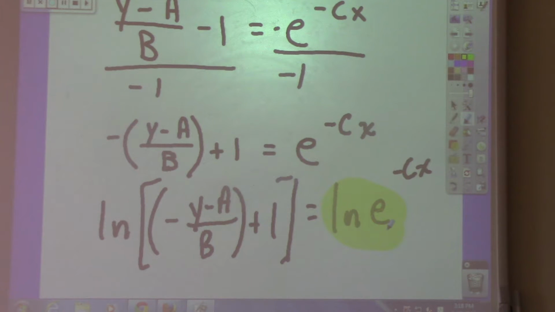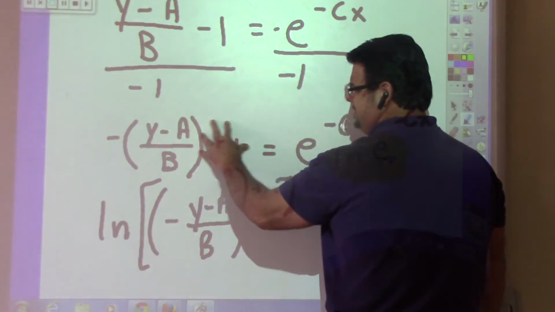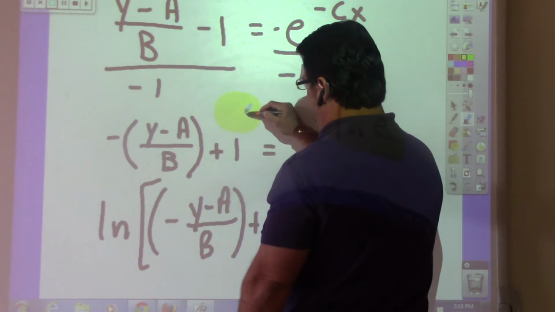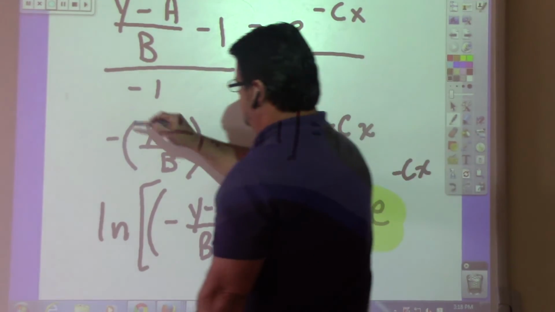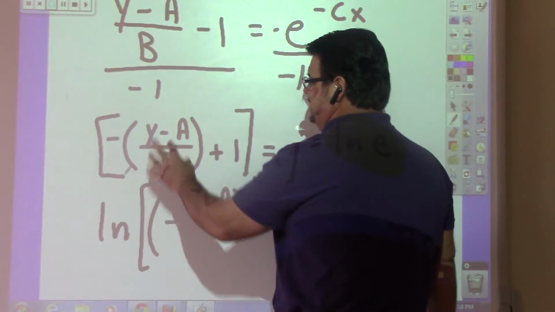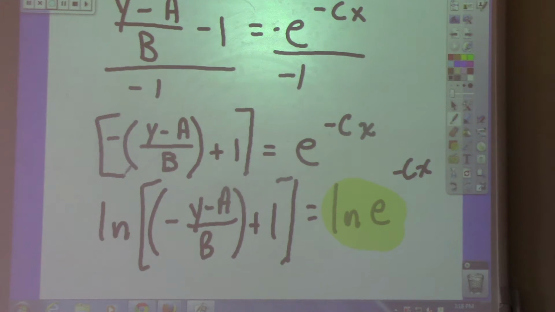And when we write these on a test, we kind of use all the brackets and stuff. The only reason I did this was because you're taking the natural log of this right here. So you might want to put brackets right here, because you have to remember you're not just taking the natural log of this, you're taking the natural log of the whole thing. And that will be Cx.